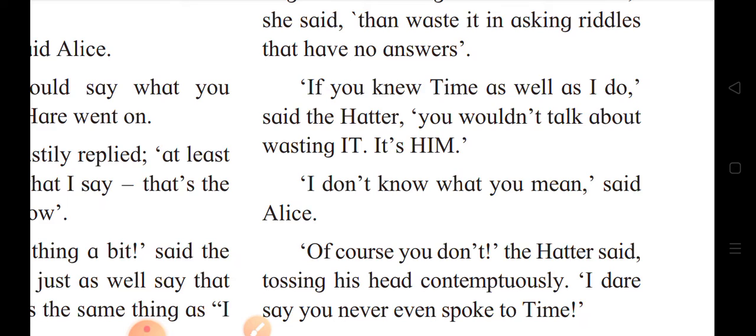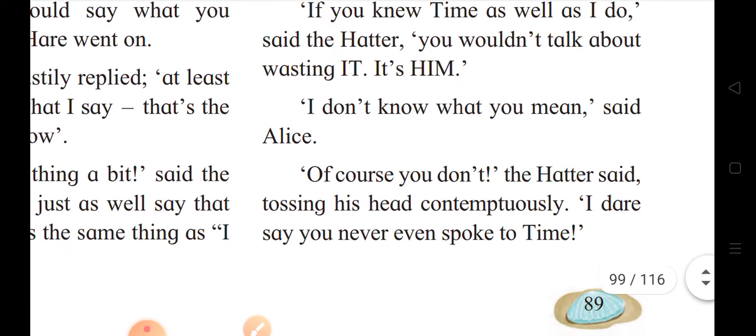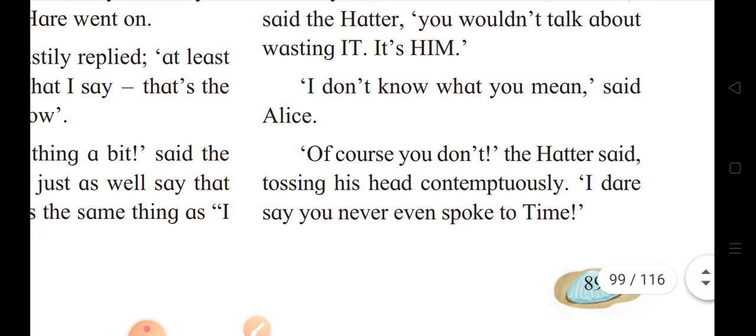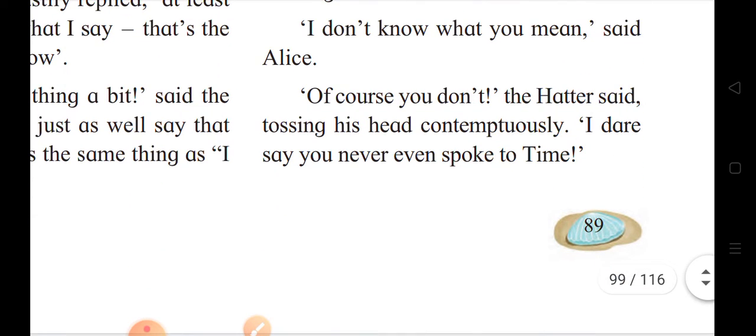"I don't know what you mean," said Alice. So she doesn't know what the Mad Hatter is talking about, because all this while he was just talking about madness. She is saying that she doesn't know what he means by time and all. "Of course you don't," the Hatter said. So he is saying that you don't know him.